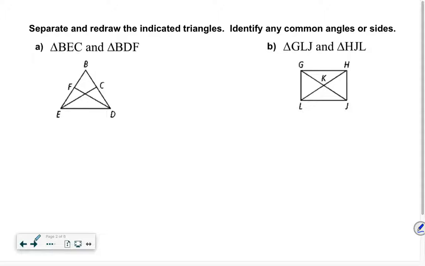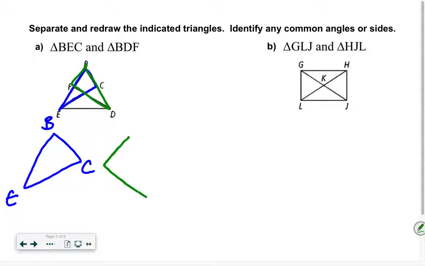Okay, this says to separate and redraw the indicated triangles. So that's what we're going to do. This triangle BEC, that is this triangle right here. So we got BEC. Redraw them. It's going to look like nothing. That's okay. And then triangle BDF, is that triangle there? Yes, it says separate and draw. They're just two triangles. Just like the same things.